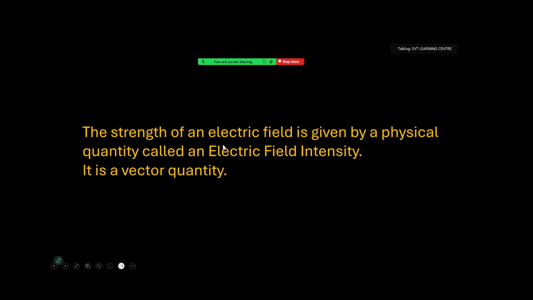Now, to measure the strength of the electrical field, we have given a new physical quantity called electrical field intensity. Of course, it's a vector quantity because it is associated with the force. Remember, in most of the exercises and most of the dialogue ahead, electrical field and electrical field intensity will be used in the same sense. But remember that electrical field is a physical quantity, whereas electrical field intensity is a unit that we have decided to incorporate.